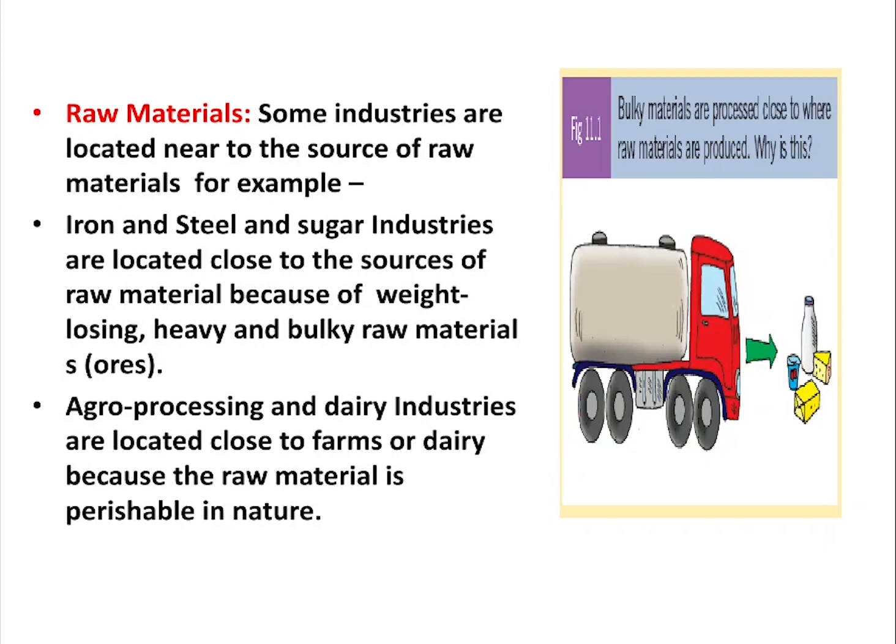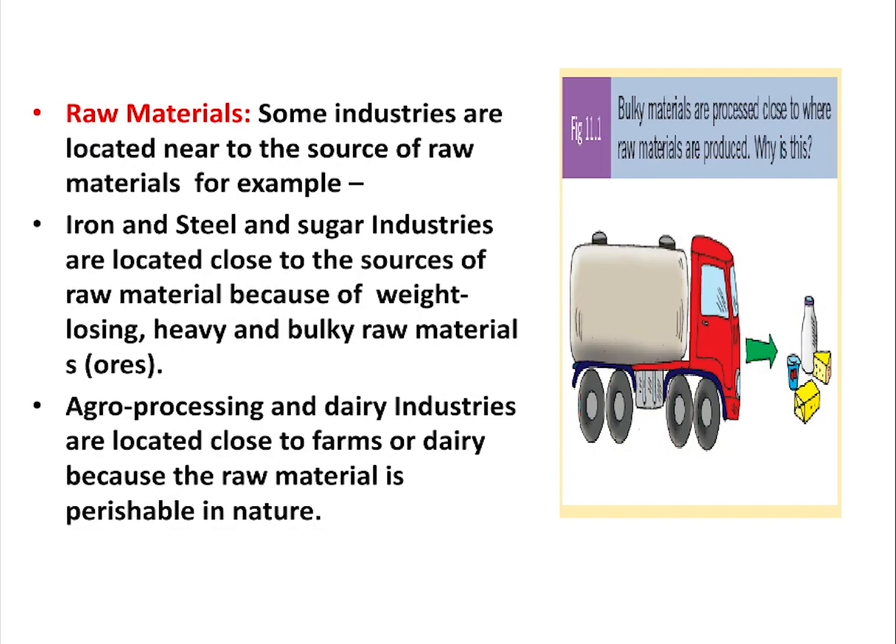Why? Iron and steel industry and sugar industry are located near the source of raw material because these are weight-losing industries. These are heavy, bulky industries. Raw materials are very heavy and bulky. Because of that, in order to earn more profit, they have to locate near the source of raw materials.